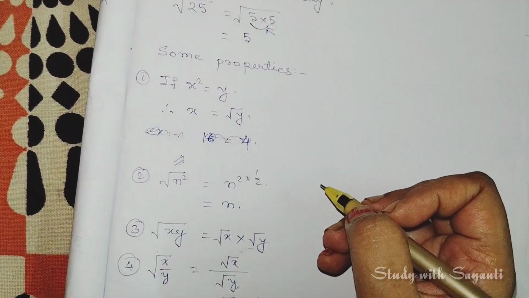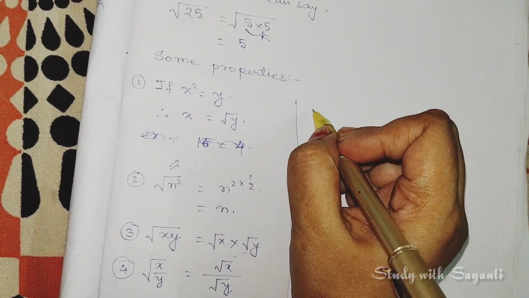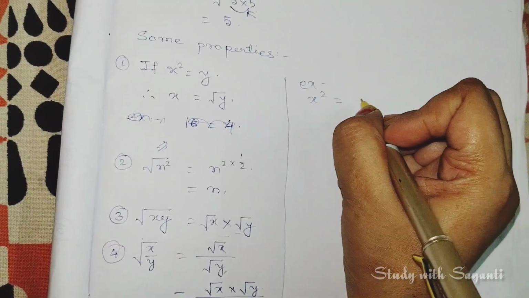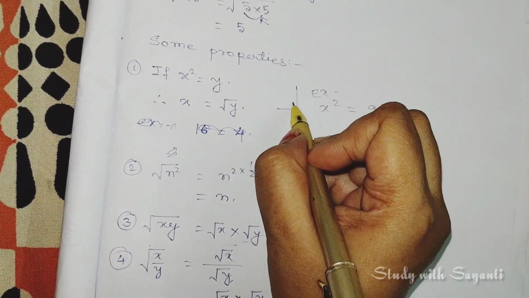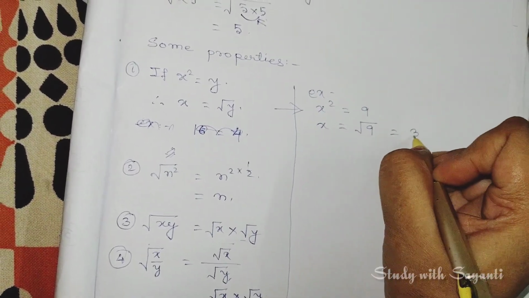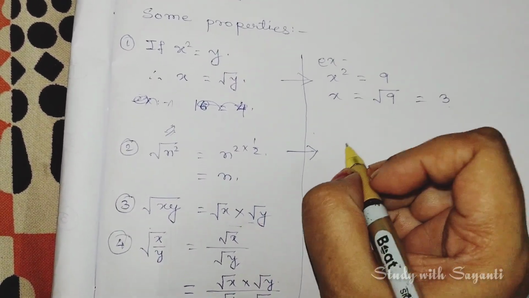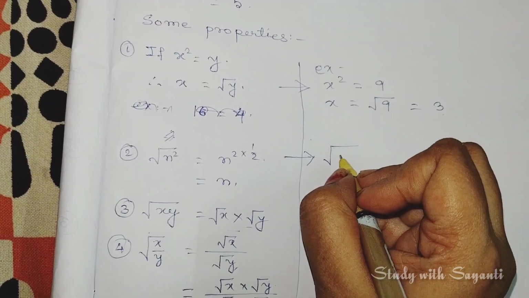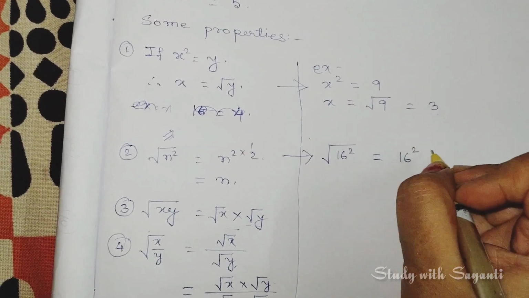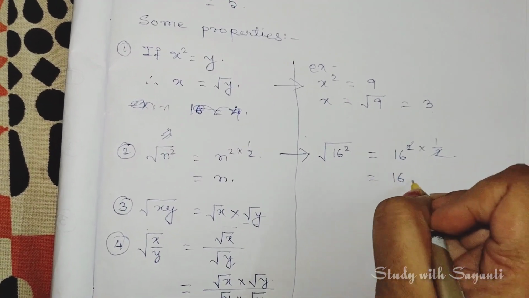Now let's see some examples of each property. So here is an example of the first one. Let x squared equal 9. So using this property we can write x equals root 9, that is equal to 3. Now the next one, root over, let it be 16 squared. So we can say 16 squared to the power half. I have already shown this one, so this is 16.